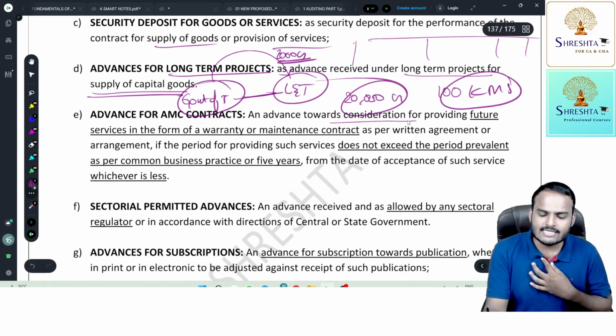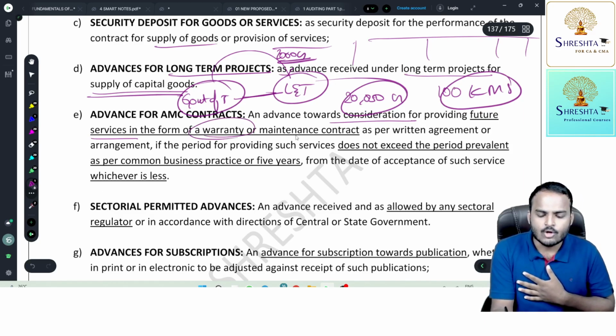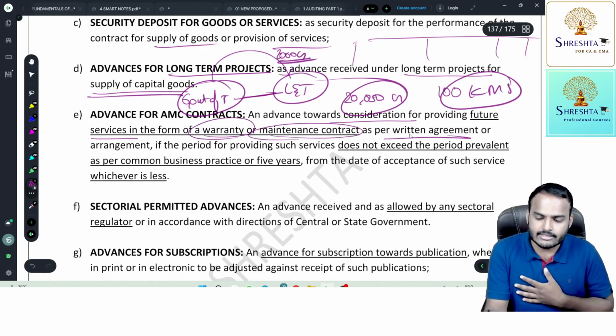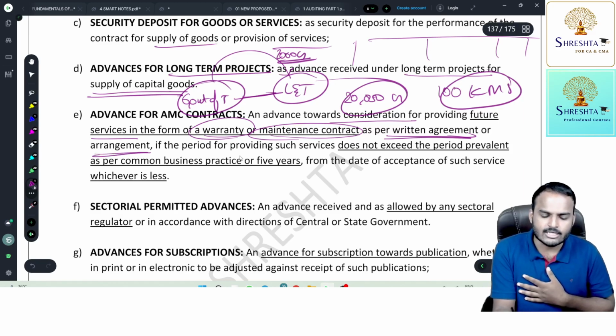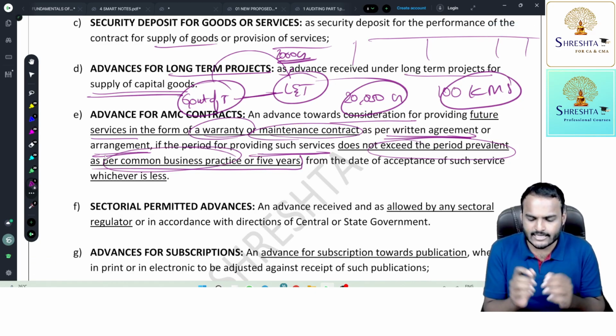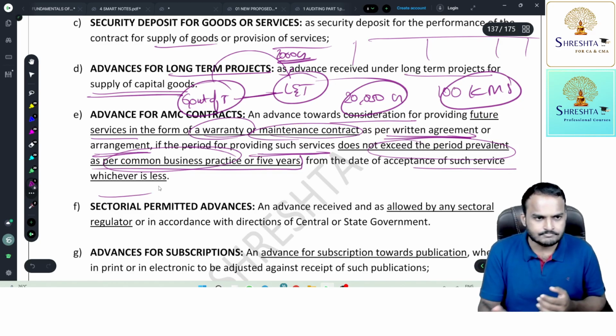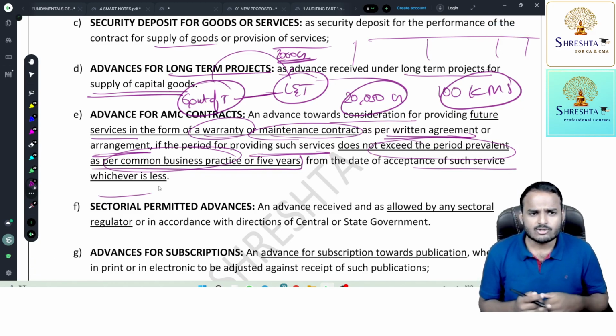An advance towards consideration for providing future services in the form of warranty or maintenance contract as per the written agreement or arrangement, if the period for providing such service does not exceed the period prevalent as per common business practice or 5 years from the date of acceptance of such service, whichever is less. What is this point? AMC, annual maintenance contracts.